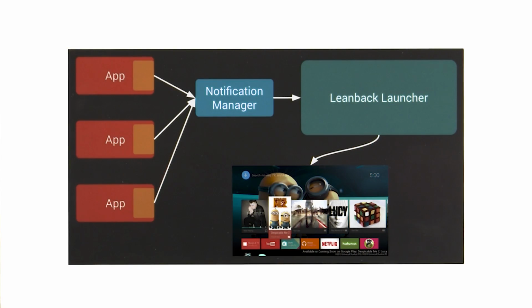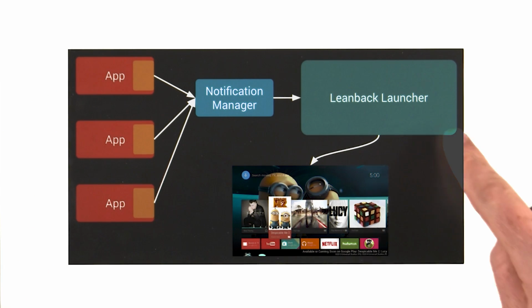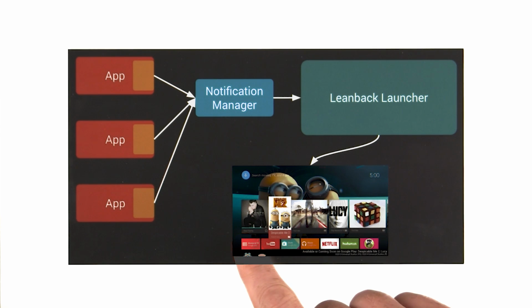In code, recs work a lot like notifications. Basically, you issue a recommendation by creating a notification. Cool, right? As apps issue notifications, they're collected by the notification manager. The Leanback launcher then displays these notifications as recommendation cards in the Recommendations row on the Android TV home screen.